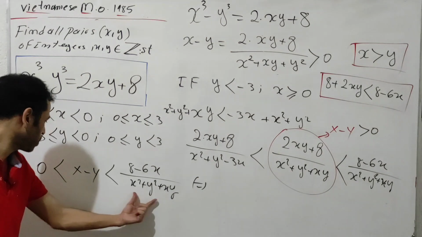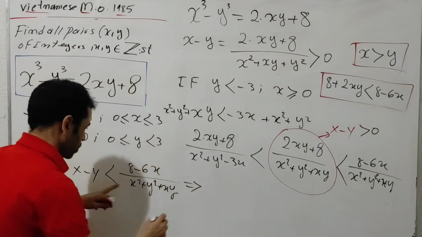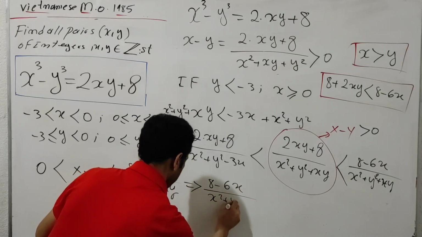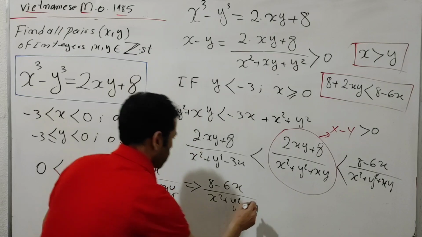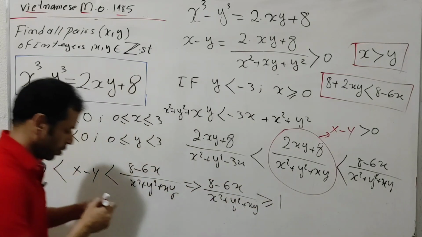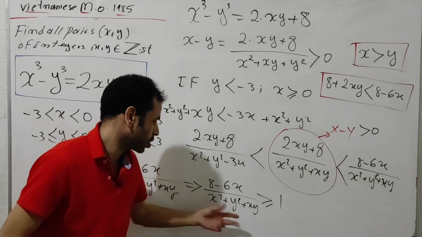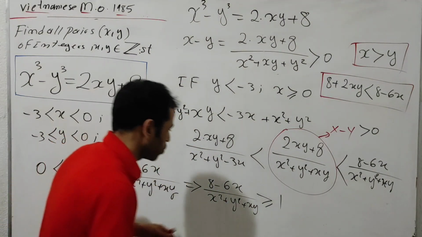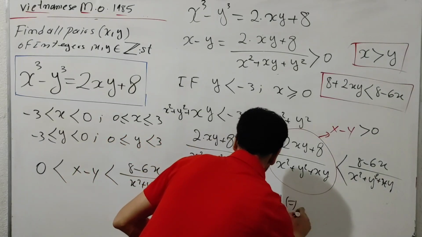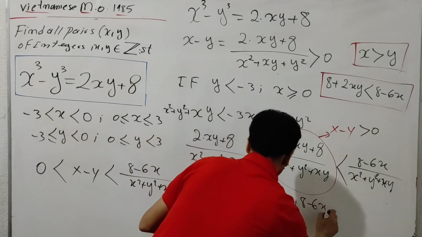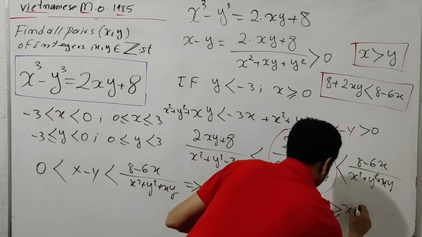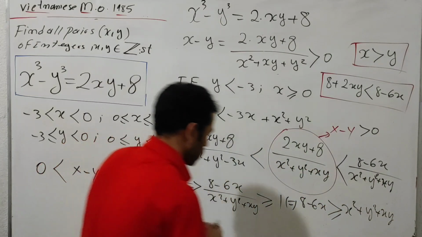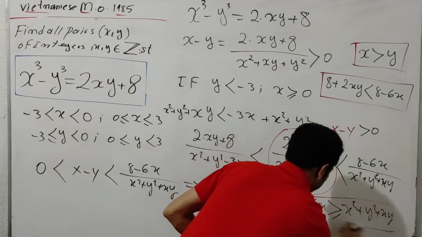Since this term is strictly superior than 0, that means 8 minus 6x divided by x squared plus y squared plus xy is superior equal to 1. Because number 1 is included with this one, I have to put superior equal to 1. Then I'm going to multiply side by side. We'll have 8 minus 6x is superior equal to x squared plus y squared plus xy. I have ended with this expression.